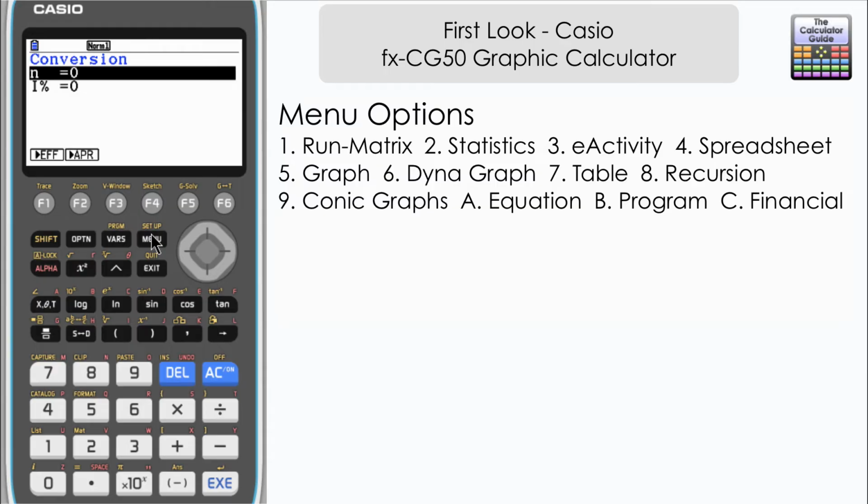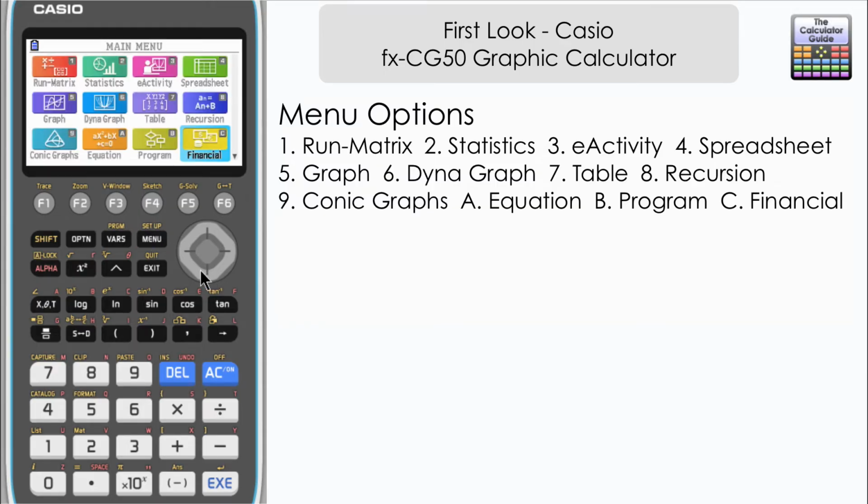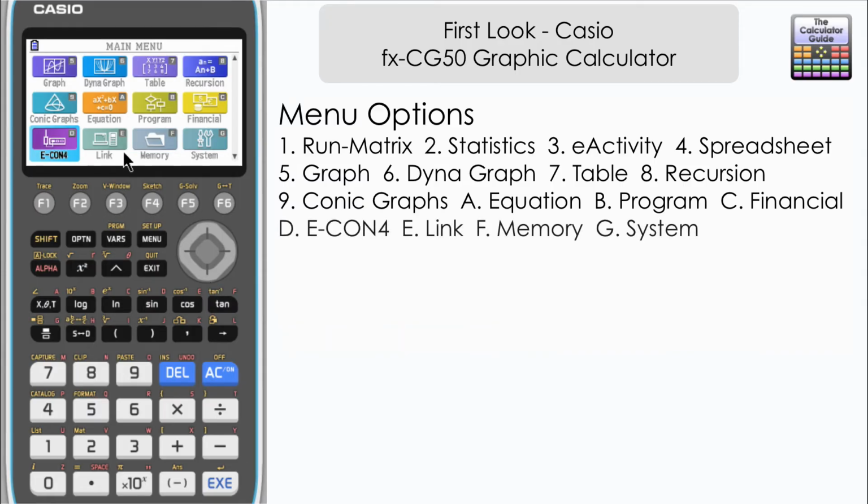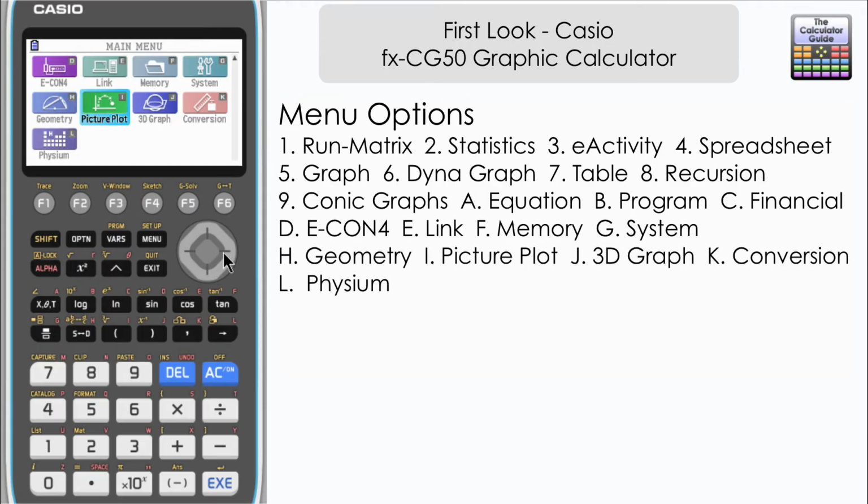Okay, so then we've got a row of features which appear to be about working with the hardware and software of the CG50. I think that the two ones there, the Econ4 and the Link, are to do with connecting it to the computer and the internet connectivity. Memory, I imagine, is things that are stored on the Casio, and system would be your setup menus for operating the CG50. And then we have some extra features down here. I believe these are additional downloads that are available on the physical model of the CG50.